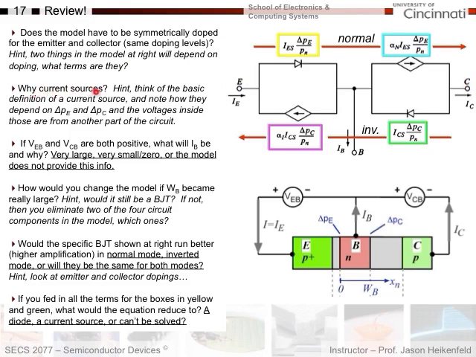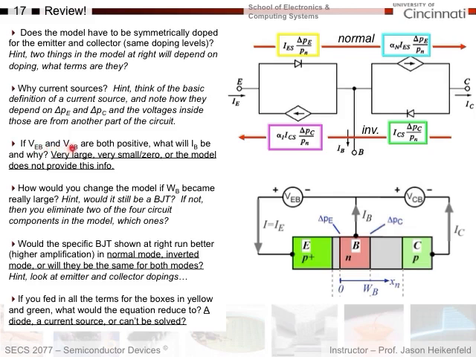Second question, why the current sources? Your hint there is that, again, think of the basic definition of a current source and note how the current source is dependent on delta PC or delta PE, and for example, delta PC is not the voltage across this terminal. It's a voltage across another terminal or another node of the circuit. And so that should fit the basic definition of a current source.